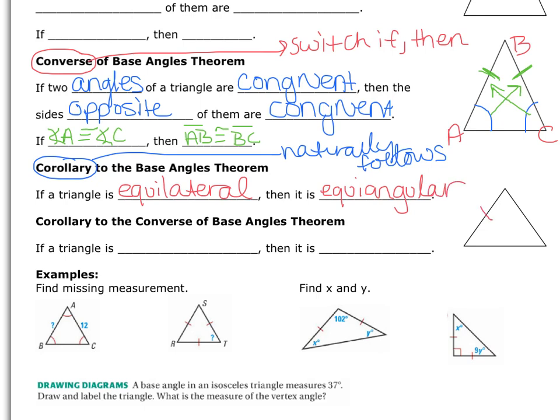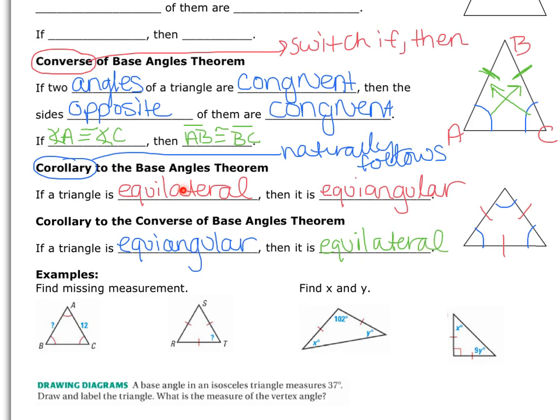So if you have all of the sides, then it is okay to make the conclusion that all of the angles are the same exact measure. So the corollary to the converse is we switch those things around and say if it's equiangular, then you can say it's equilateral. So basically, once you have one of these situations, you have the other.